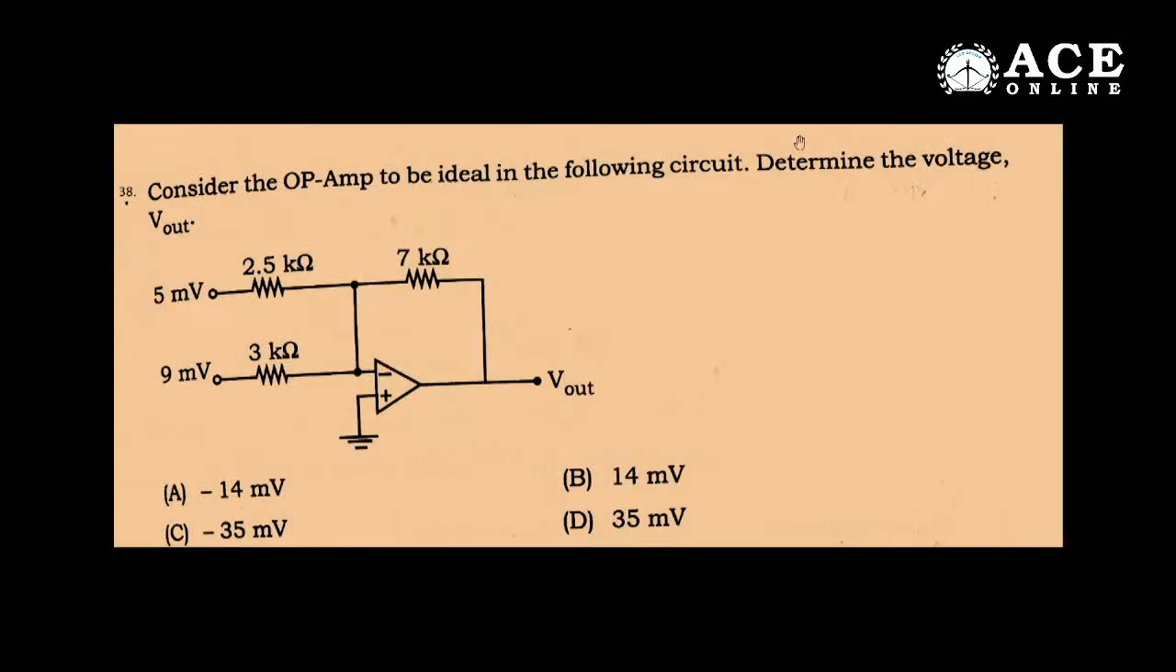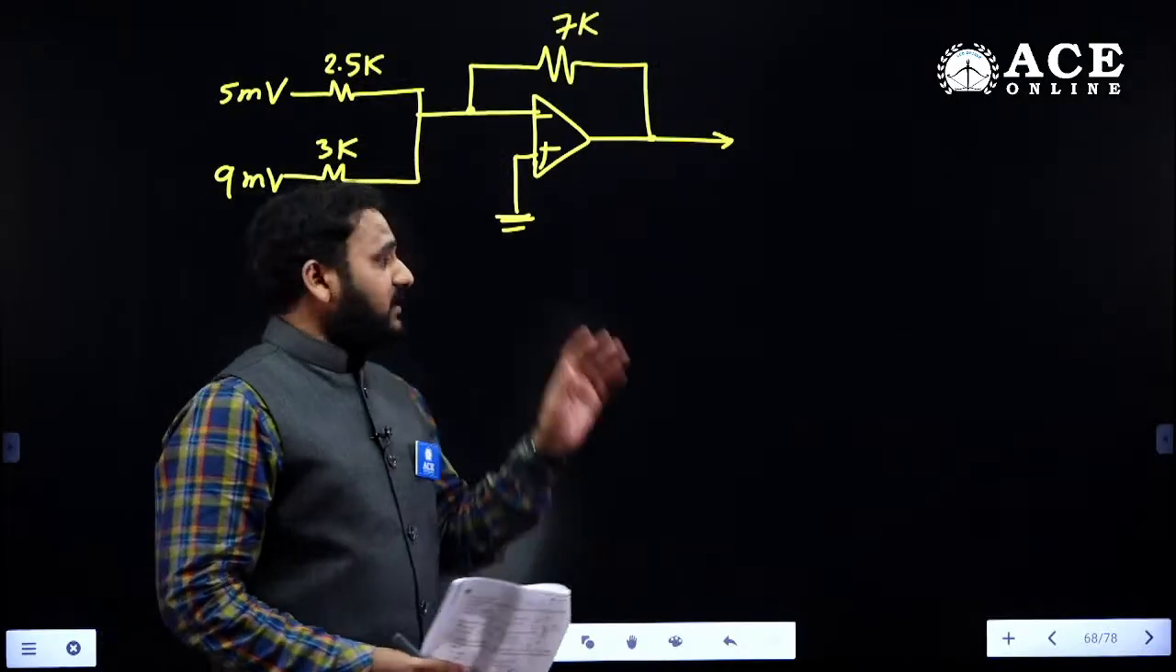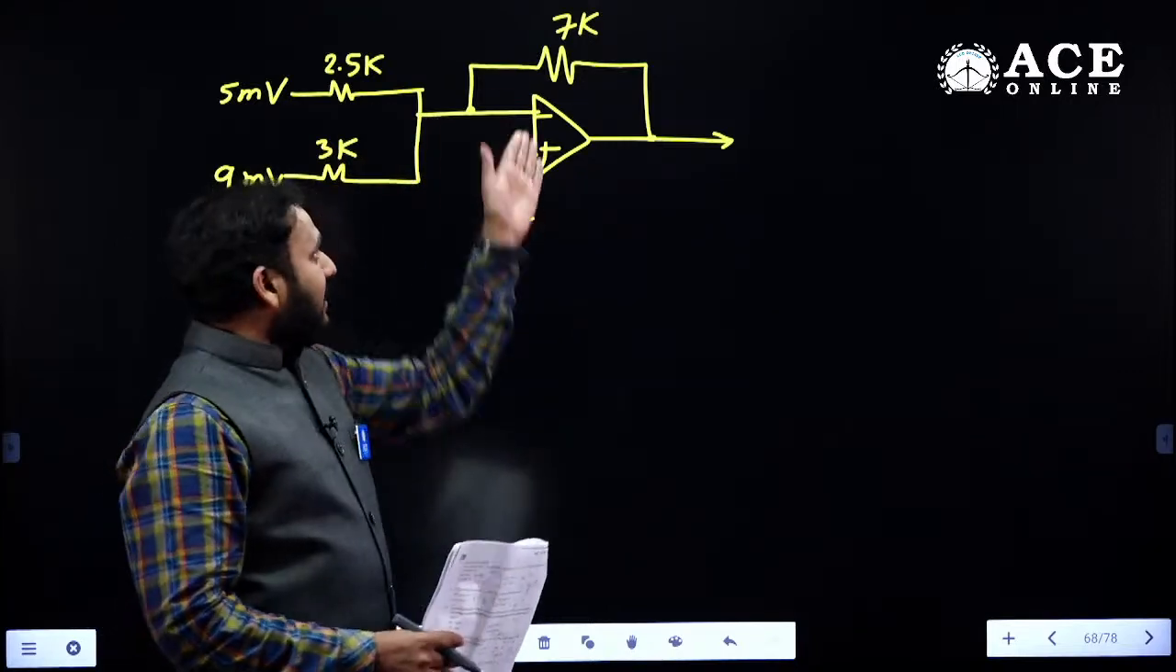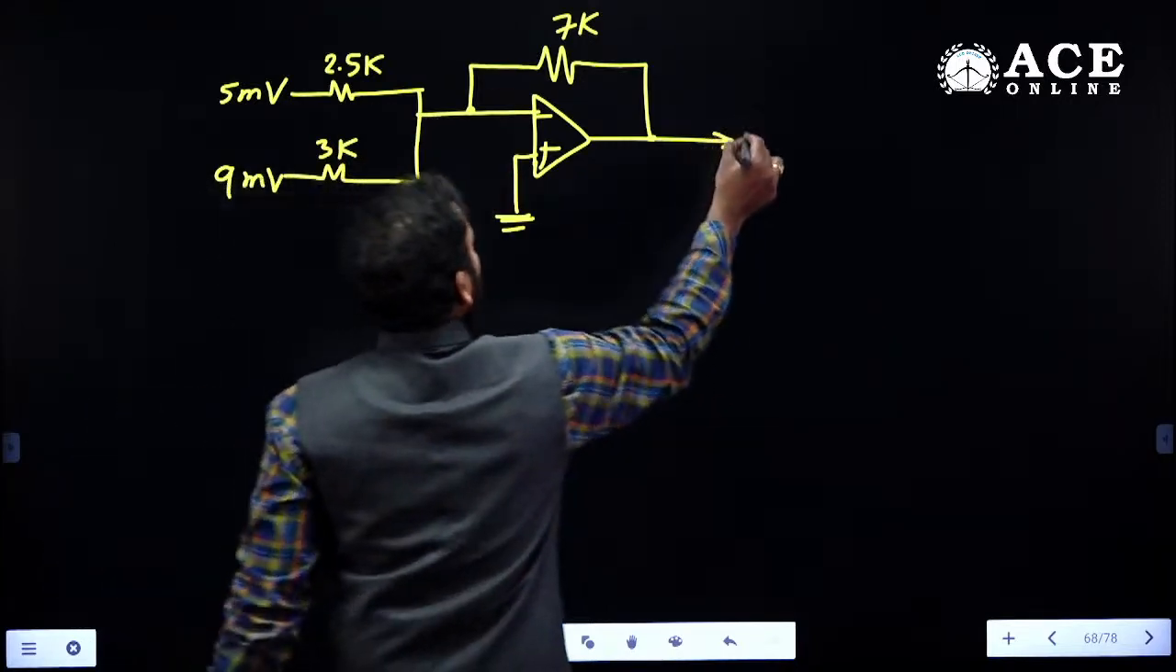7 kilo ohms. For a non-inverting excitation, V naught is equals to gain into, or otherwise you can use SPT, superposition theorem. But here you need not use nodal or superposition theorem, you can directly use a formula. What is the output voltage?